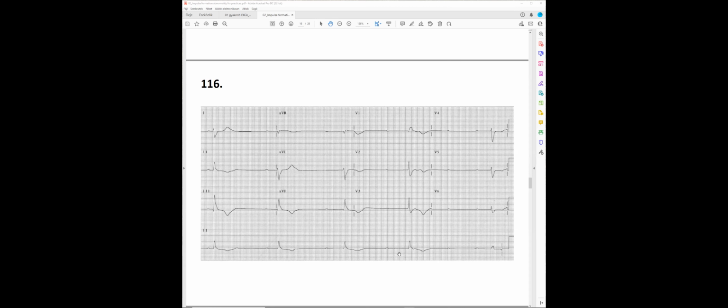Okay, so we do have a 3rd degree AV block. We do have P waves. Yes, you do have P waves. We do have a sinus bradycardia in the atrium, but none of the beats is conducted through the ventricle, and you do have a ventricle escape rhythm.